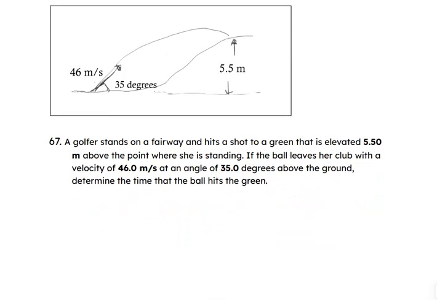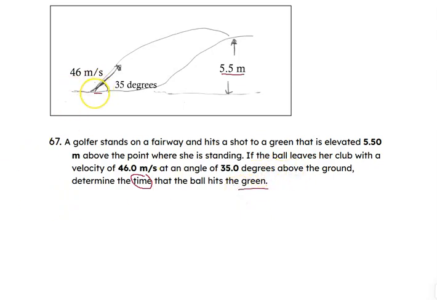Okay, 67. A golfer stands on the ground, and we have a vertical location, and the ball leaves a club with this speed and this angle. Determine the time that the ball hits the green.